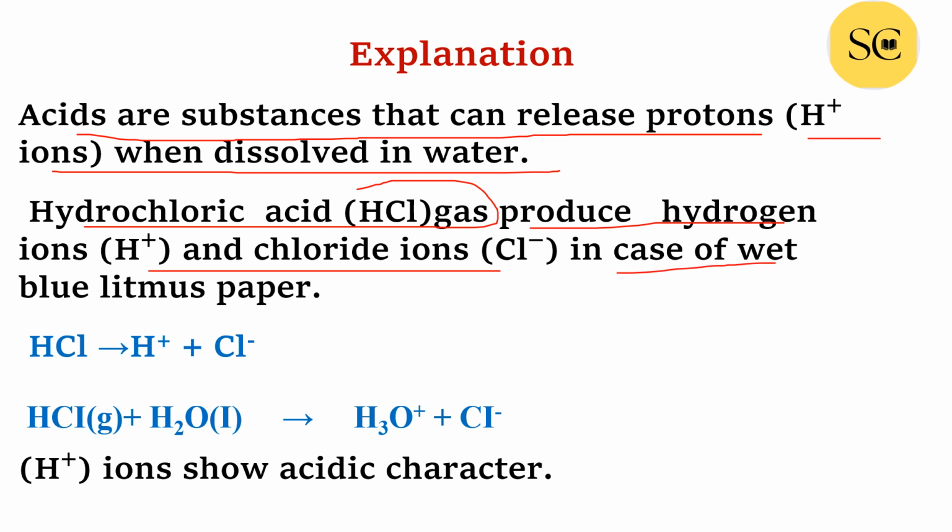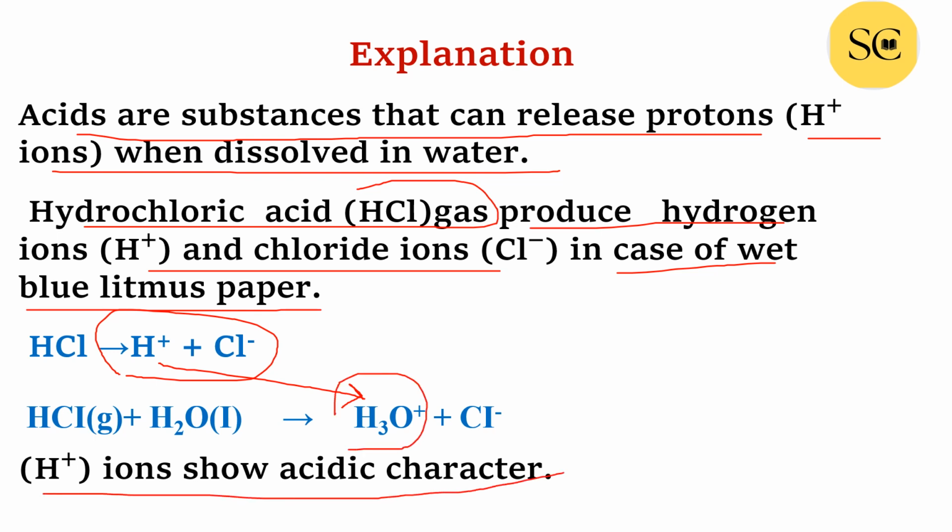In case of wet blue litmus paper, moistened blue litmus paper, when the HCl gas comes in contact with wet or moistened blue litmus paper, it produces these ions. Okay, now the hydrogen ion remains in the form of hydronium ion, H3O+. Okay, so hydrogen ions show acidic character and the blue litmus paper changes to red.